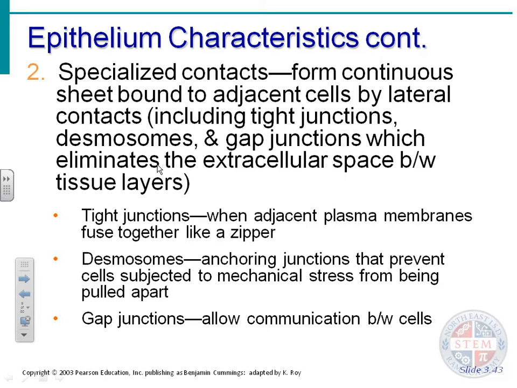And gap junctions allow for communication between cells. In gap junctions, the actual cytoplasm of one cell becomes continuous with the cytoplasm of the next. So you have a connection between cytoplasm to cytoplasm.